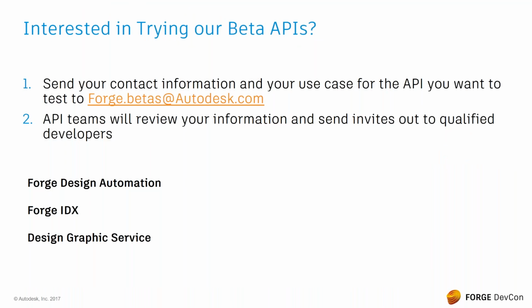So lastly, I just wanted to give you guys a little bit of information about how you get access to any of the ones in beta. So remember, I talked about the betas for the Revit Design Automation API, the 3ds Max Design Automation API, and the Inventor Design Automation API. I talked about the beta coming out for our Forge IDX Toolkit. And I talked about the beta for the design graph service as well.